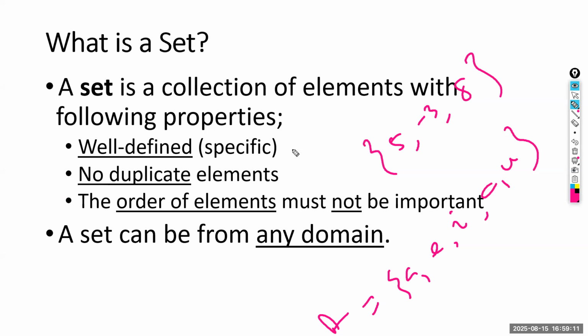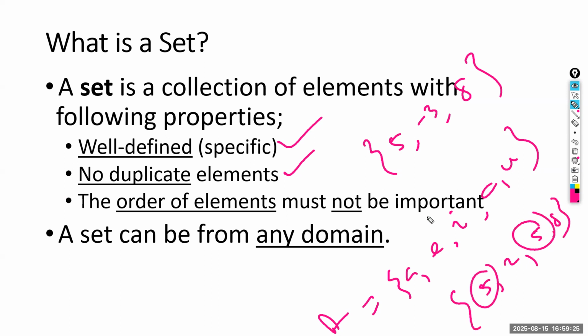The second property: no duplicate elements. The moment you see a duplicate element, you can say that it's not a set. For example, if I say 5, 2, 5, 8, this is not a set because the same element can't be repeated in a set. That is how you define a set. And the third one is that the order of the elements must not be important. If someone says order is important, definitely that is not a set.